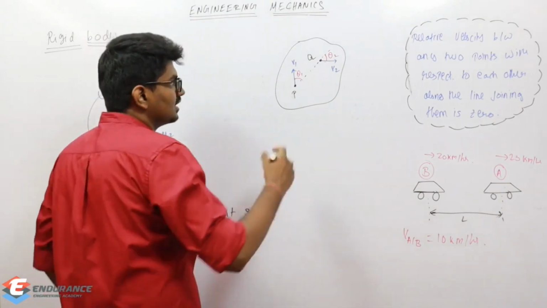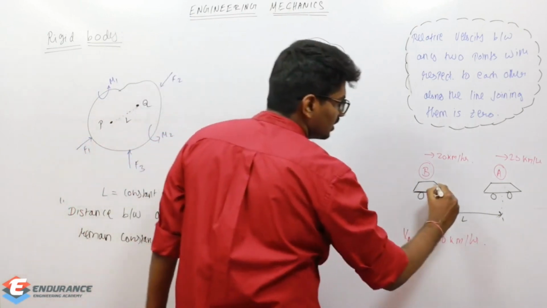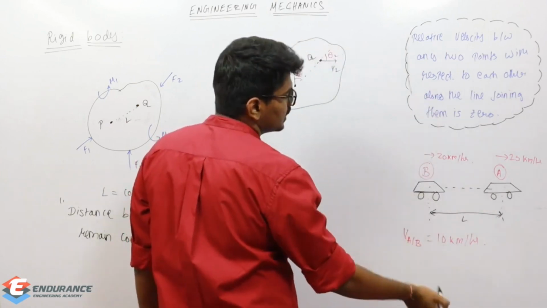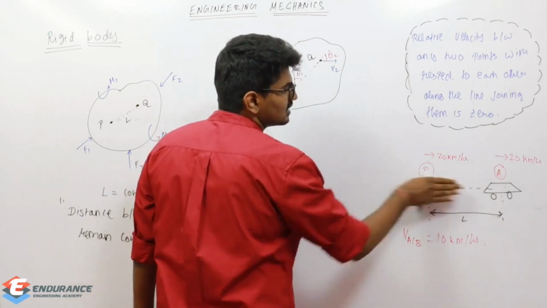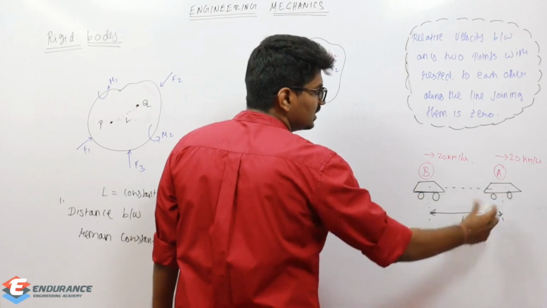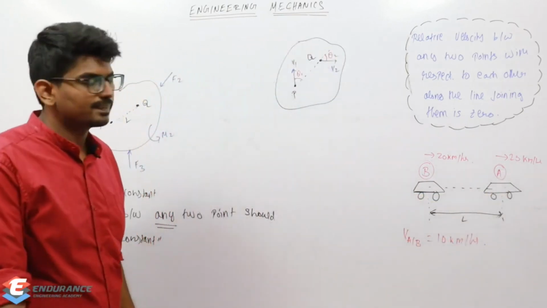What it says is the velocity along the line joining, so very important, only velocity in this direction. We are not worried about the velocity perpendicular to it, we are worried only about velocity in this direction. So B is moving in this direction at 20 kilometers per hour, A is also moving at 20 kilometers per hour, then obviously this distance won't vary, so it is a rigid body.